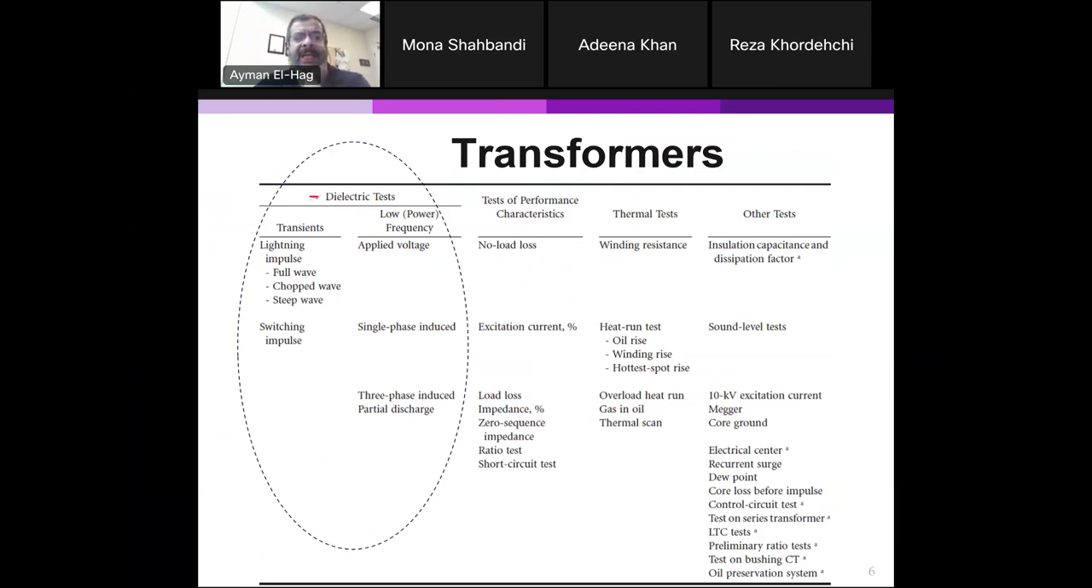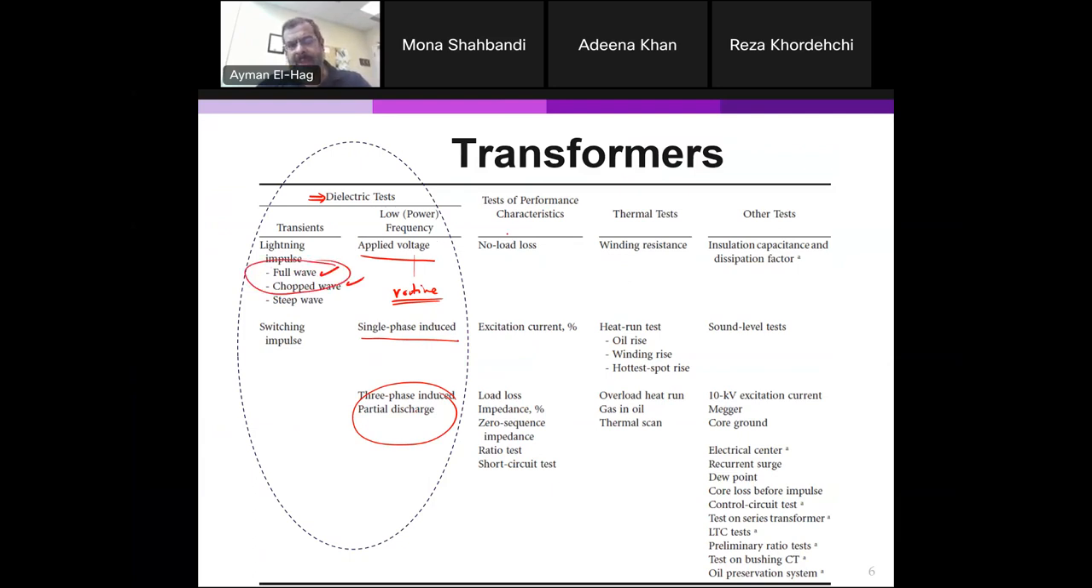And here are the dielectric tests. Now, there are two main categories of dielectric tests: the transients, and the low or power frequency. The power frequency tests are the applied voltage and the single-phase induced voltage. These tests are basically routine tests, so these are part of the routine tests of the transformers. The three-phase partial discharge, we'll talk about next week. Lightning, either full or chopped, these are basically type tests.